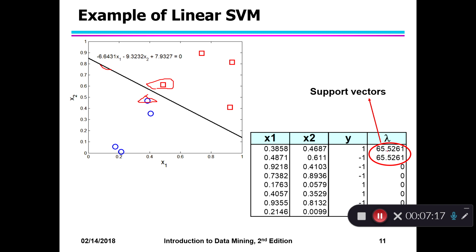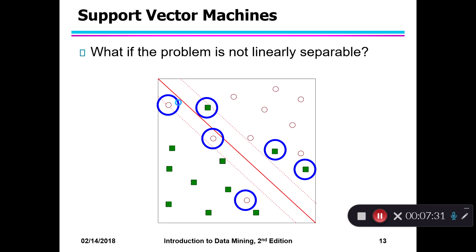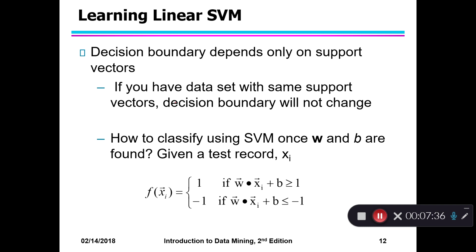Here 65.52 and 65.52.61, these two are the support vector points. After we find the support vector points, the decision boundary depends on the support vectors. So as we check the data for linear SVM, these are the equations for linear SVM.